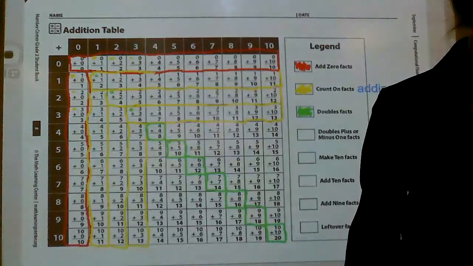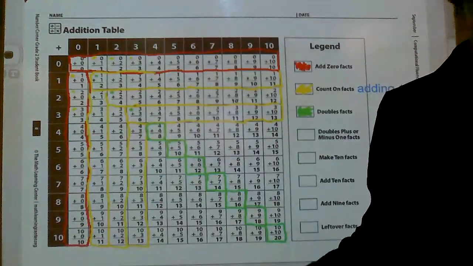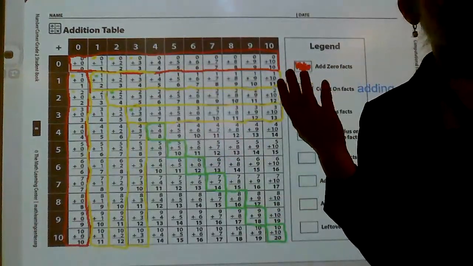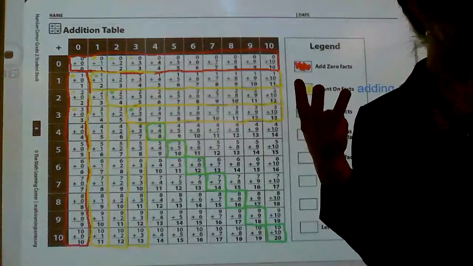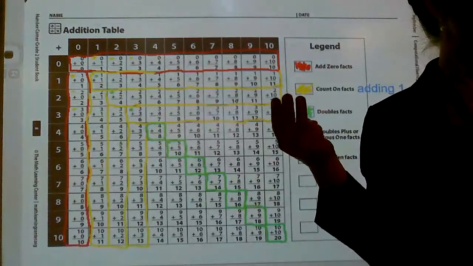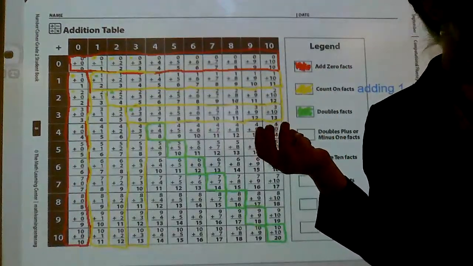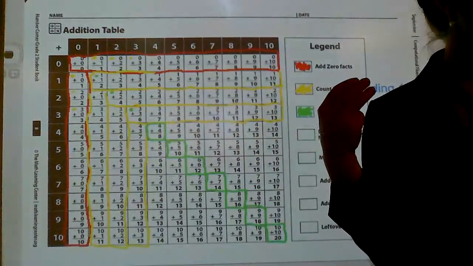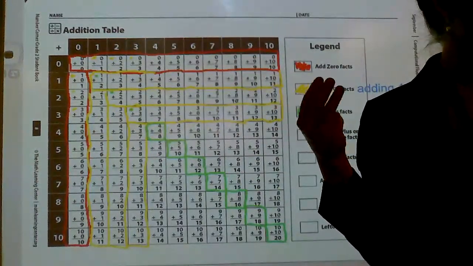For example, we know our first strategy of add 0. But what if we had, say, another number, say 3? We already know what happens when we add 0 to 3, right? We still have 3. When you add 0, it's like you're not doing anything at all.